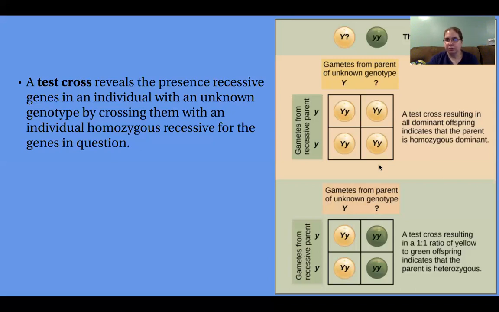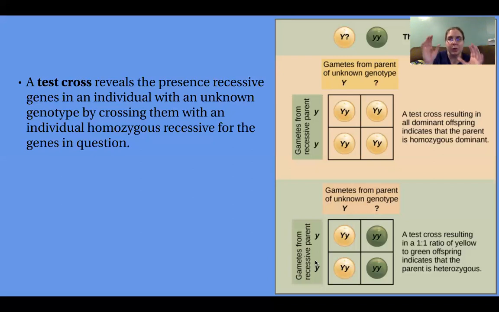Now, I had another plant that had the dominant yellow pea color, but I don't know if it's homozygous dominant or is it heterozygous. I can do a test cross with this one. So that means I'm going to use a recessive parent to cross it with. Maybe this time out of 100 seeds, I get 55 that are yellow and 45 that are green.